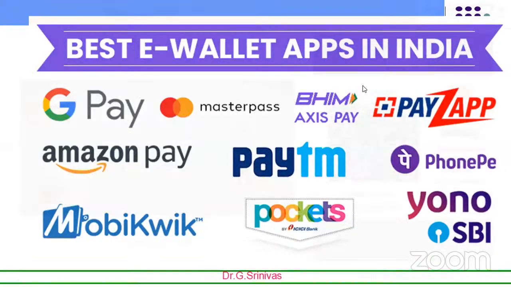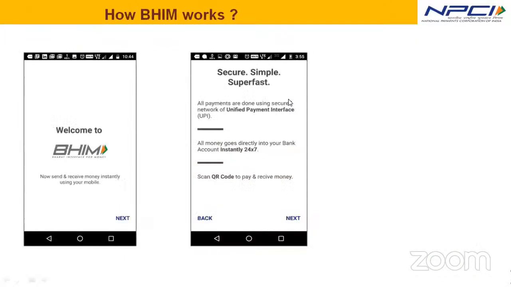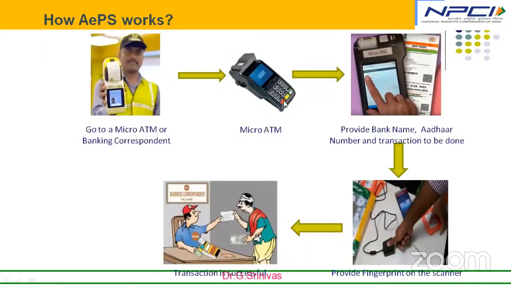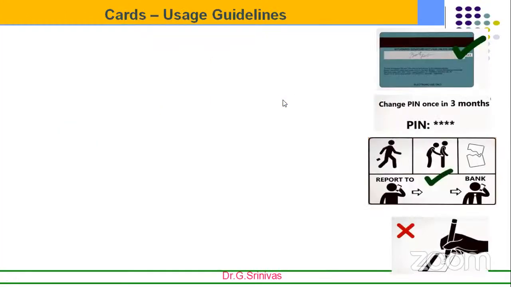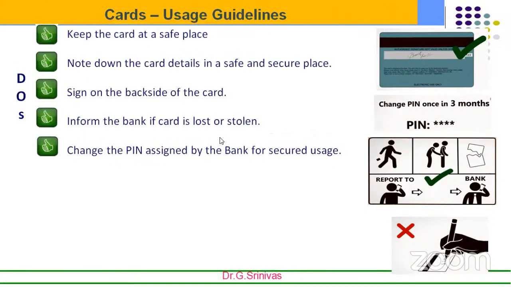Now, when you are using these apps, what things do we need to follow? What we need to do, what we shouldn't do. So, card usage guidelines. When you are using e-wallets, when you are using cards, what things do we need to do? Keep the card in a safe place. When you are using a card, we need to keep that card in a safe place so it won't be shown to others.